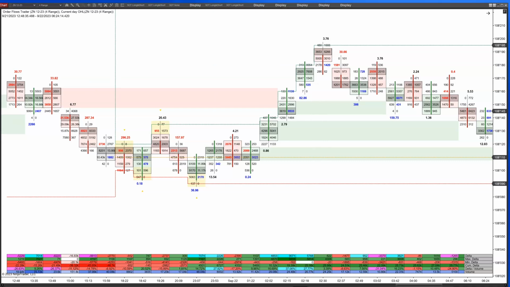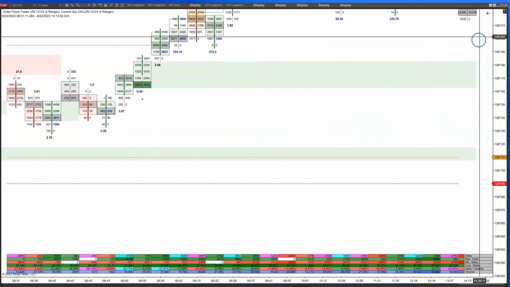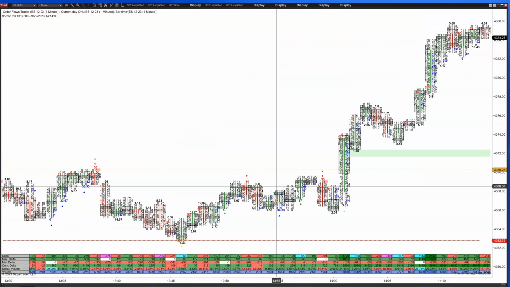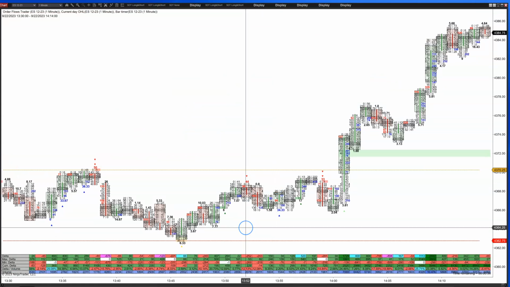So let's take a look at E-minis today. Okay, so this is the 10 years, right? And not everyone trades 10 years, not everyone wants to. A lot of traders like to watch the E-minis because there's a lot of movement, a lot of opportunity. And same thing, right?